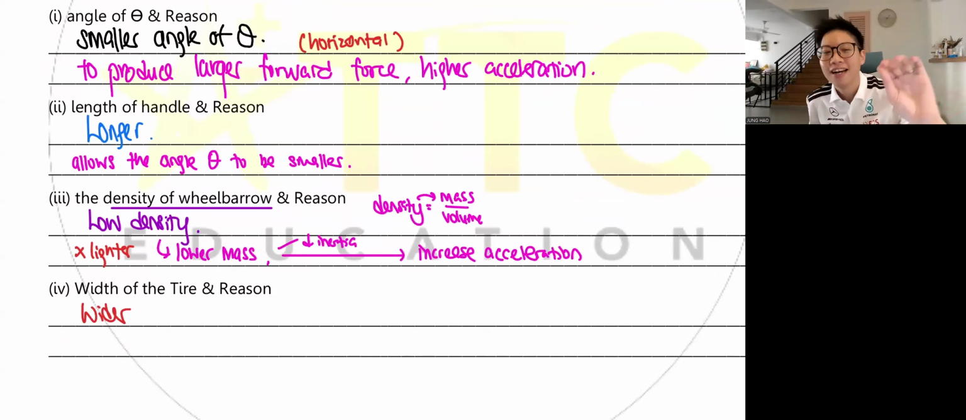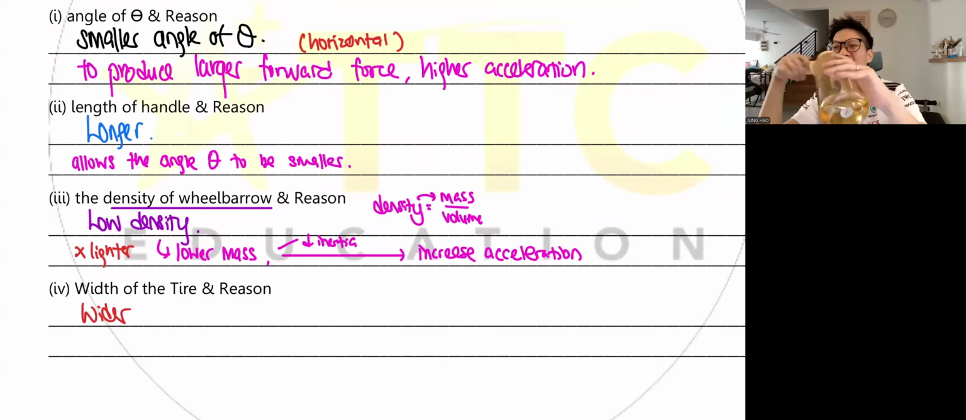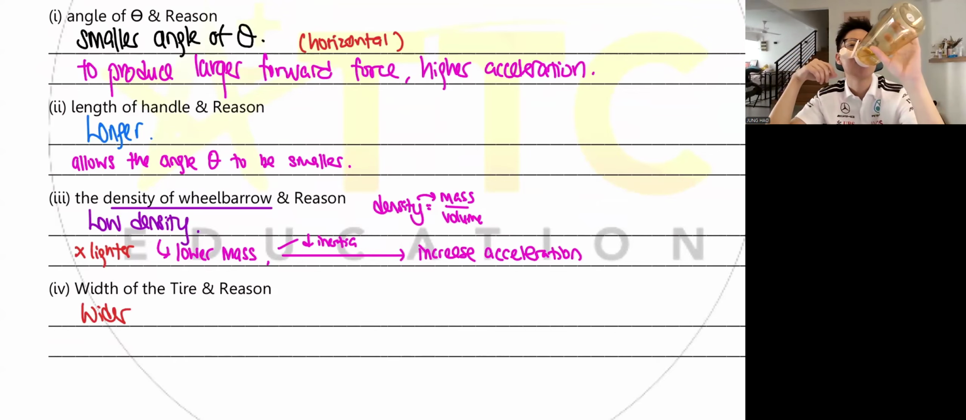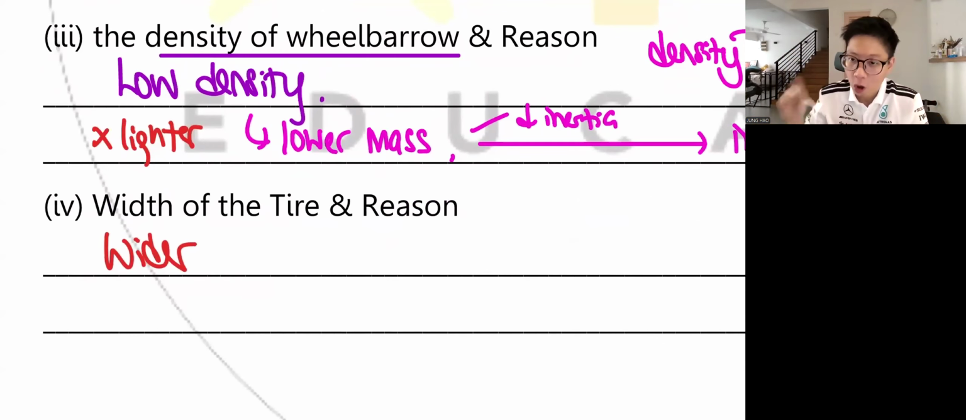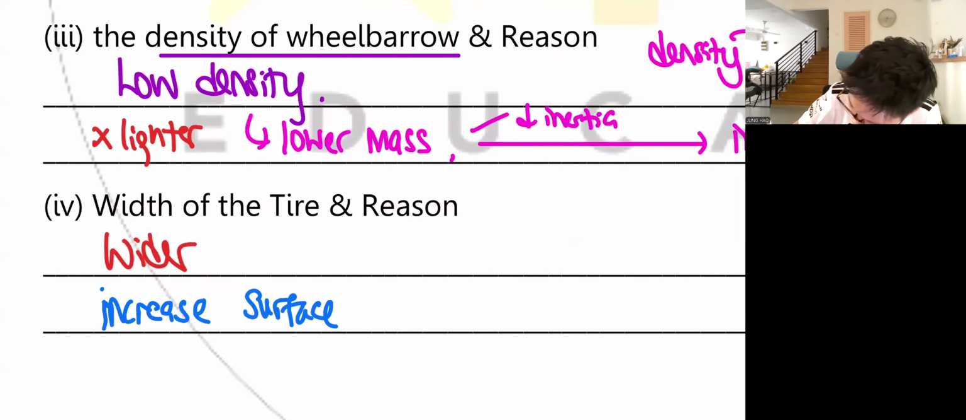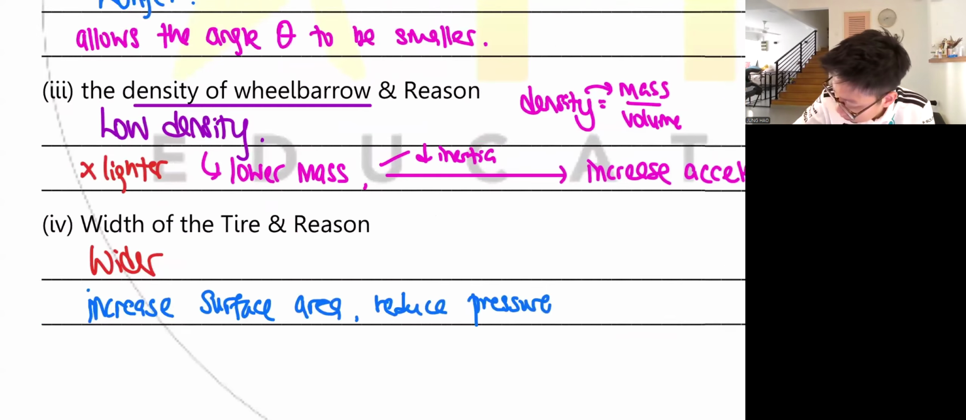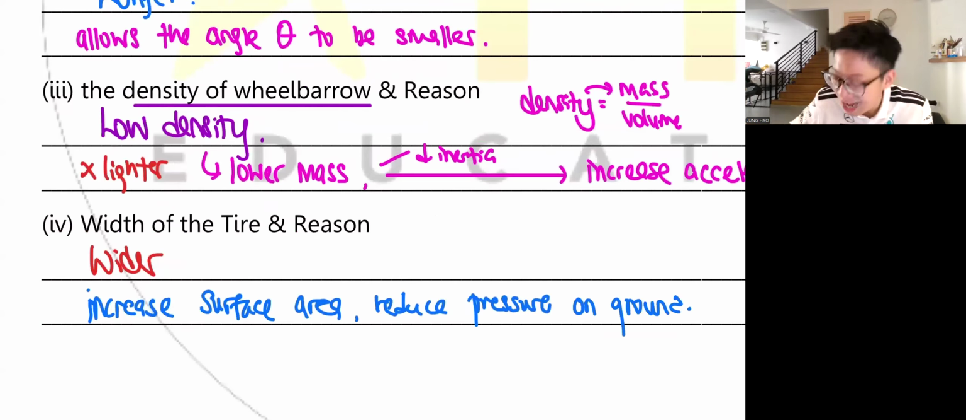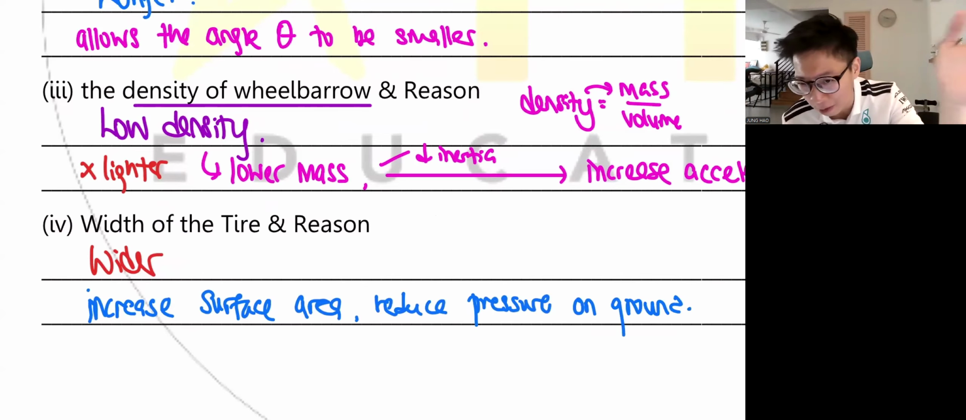Okay, see how you explain this? Sure not satisfying, your answer. Okay, only one answer is to increase the surface area to reduce pressure on the ground. No other answer acceptable. Guys, for a wheelbarrow, do you really care about the stability?